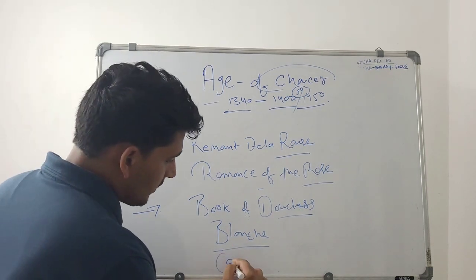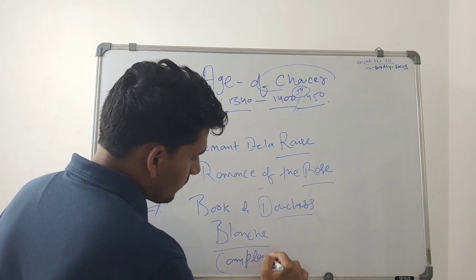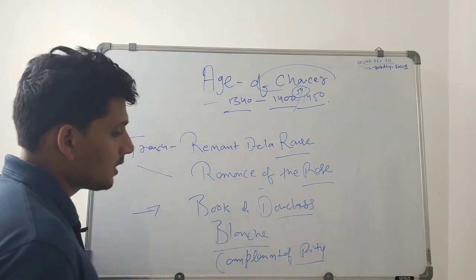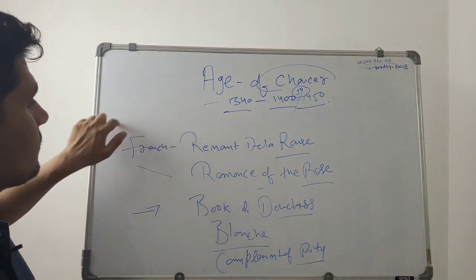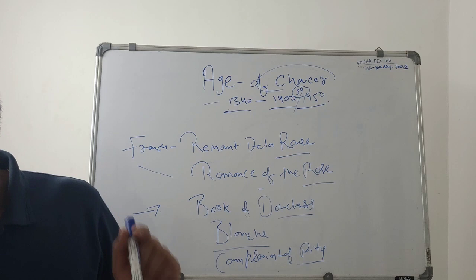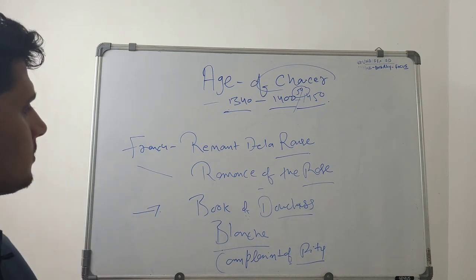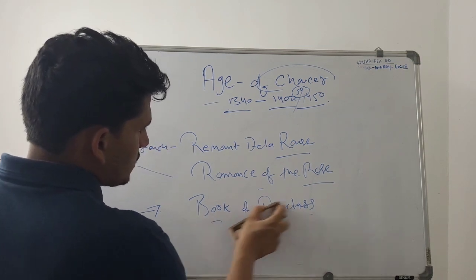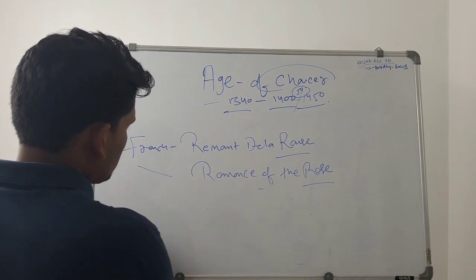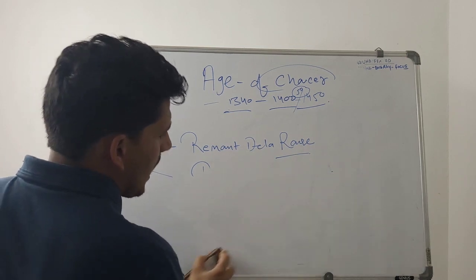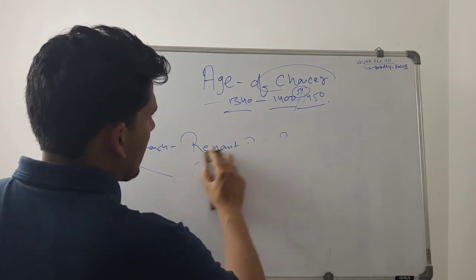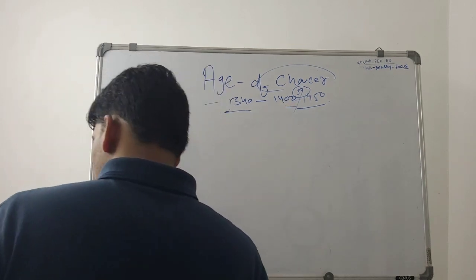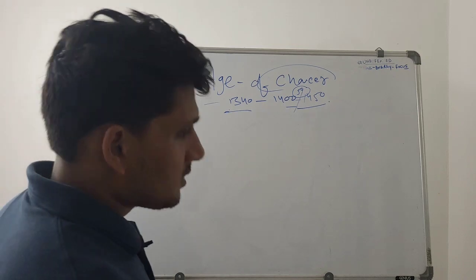Another work we have during this period is the Complaint of Pity. It is the third work he has written in this French period. So you have to remember these works as well. Going deeper into the structure of these works, sometimes these details are also asked. But what I have given you is almost all we need to know, because that much importance is not given to these works in the exam.